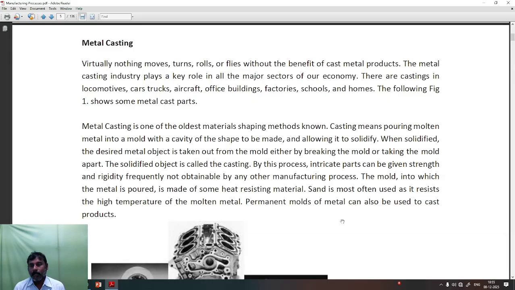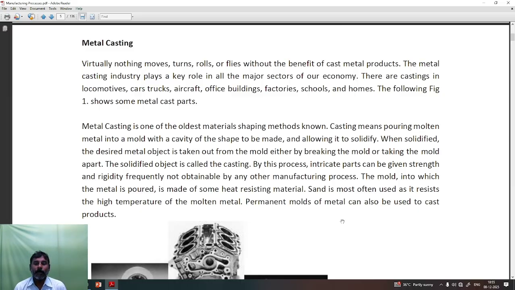Casting means pouring metal into a mold with a cavity of the shape to be made and allowing it to solidify. When solidified, the desired metal object is taken out from the mold, either by breaking the mold or taking the mold apart. The solidified object is called the casting. By this process, intricate parts can be given strength and rigidity frequently not obtainable by any other manufacturing process.